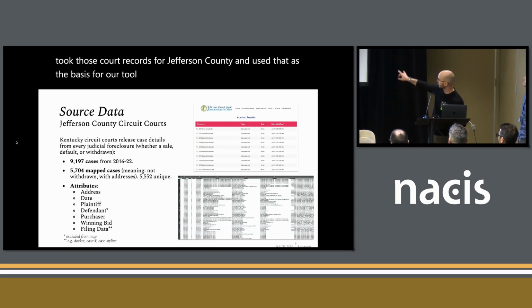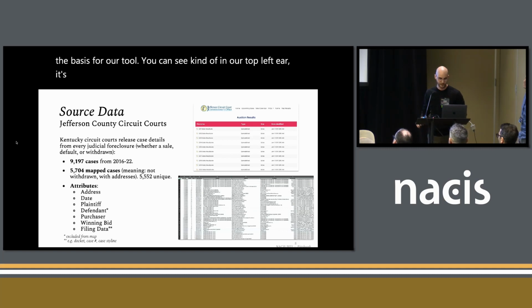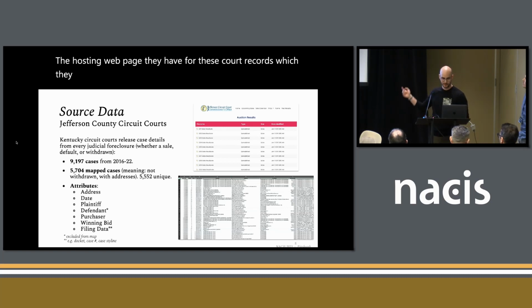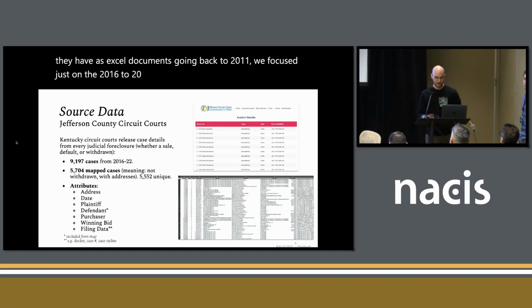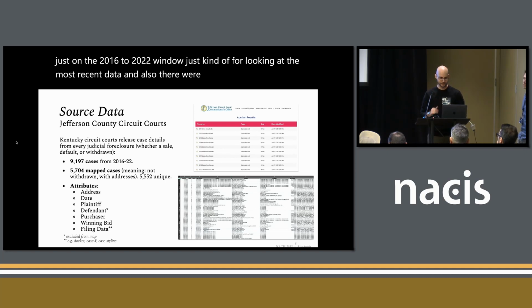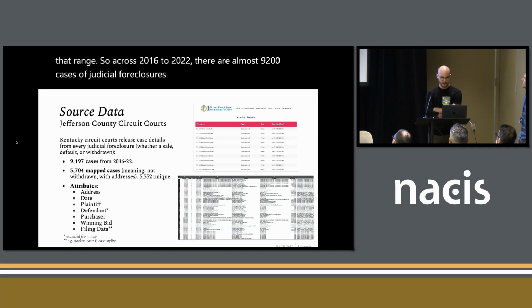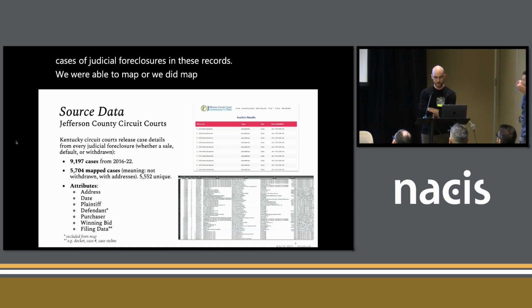You can see in our top left here, I know it's illegible, that's the hosting webpage they have for these court records, which they have as Excel documents going back to 2011. We focused just on the 2016 to 2022 window, to look at the most recent data, and also because there were some slight differences in the data formatting, so it's simpler to focus on that range. Across 2016 to 2022, there are almost 9,200 cases of judicial foreclosures in these records. We did map approximately 5,700 of them.